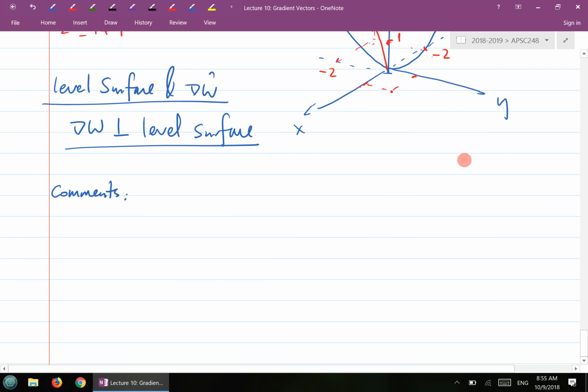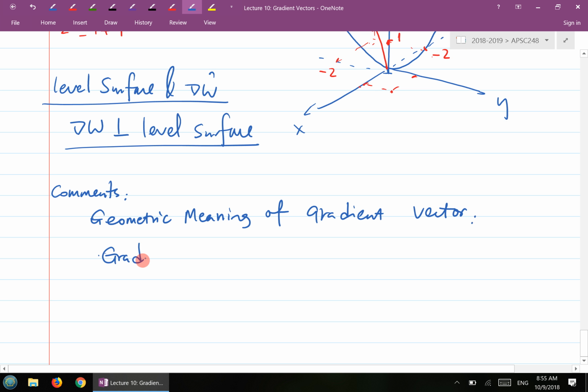So let's call it the comments here. What is the geometric meaning of the gradient vector? I won't be able to provide a proof for now for these comments. I will give you a proof after the next lecture, on directional derivative.